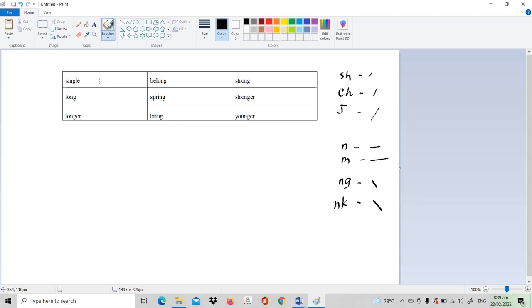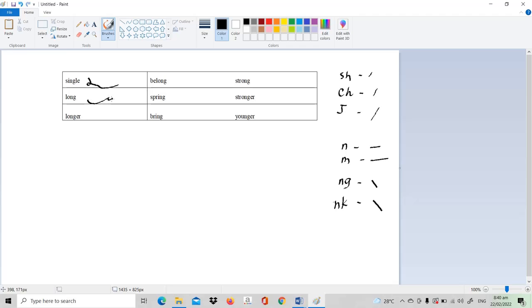So, for single, we have S-E-N-G-L. Okay, so we can also do sing here, like sing. So, we have S-E-N-G for sing. Okay, ulitin natin yung ating single. We have S-E-N-G-L, single.